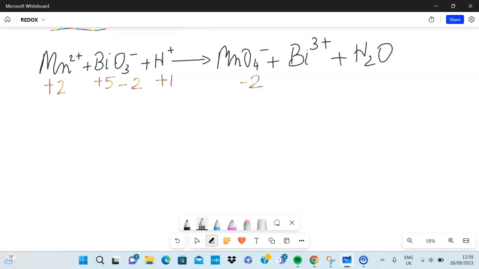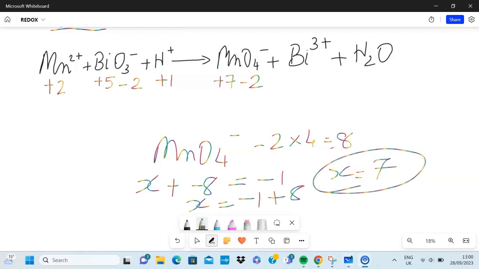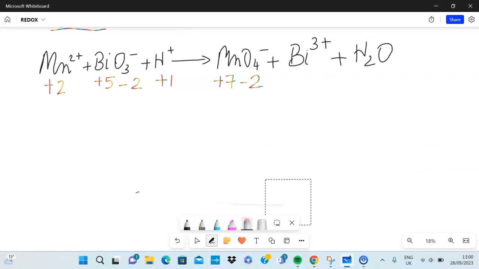I'm going to do the next one. Oxygen is going to be -2. MnO4-. Again, the final answer should be -1. -2 multiplied by 4 is going to be -8, so that's -8 plus x. x is equal to -1 plus 8. x is therefore going to be 7. Next up is bismuth 3+, which is just going to be straightforward, +3.